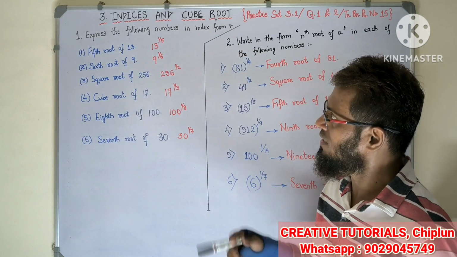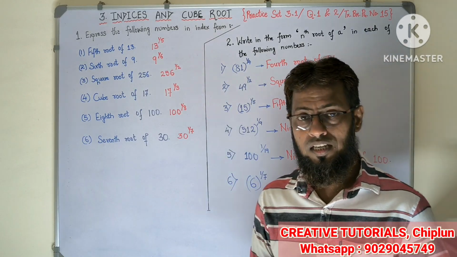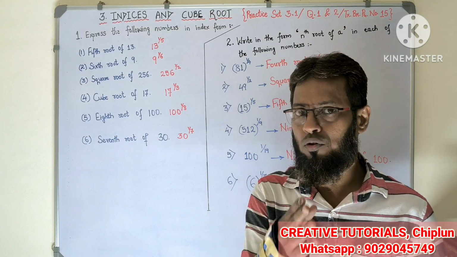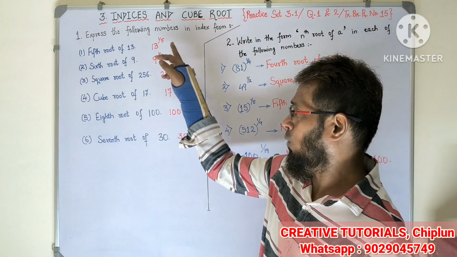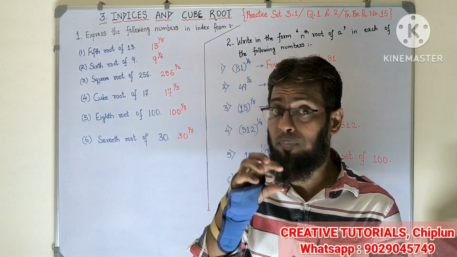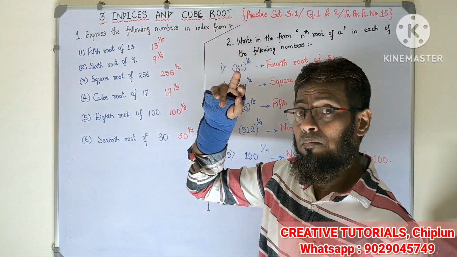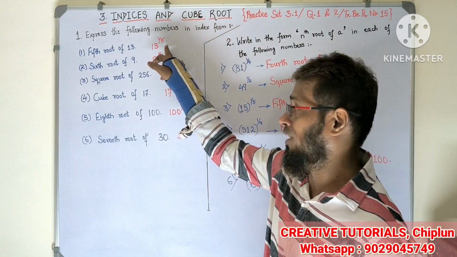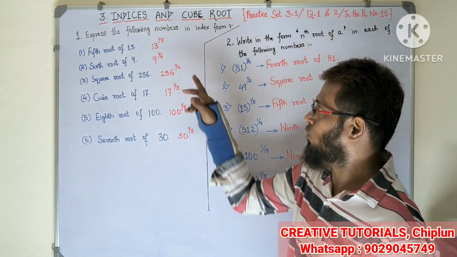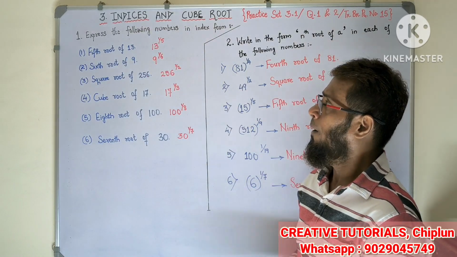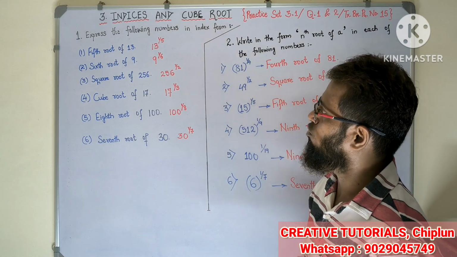Okay, the first question is the fifth root of 13. Now what is index form? I had already taught you in my previous videos that one number will be given to you, which is called the base, and one power will be given to it, which is called the index or power. Alright, so this is the index form basically. So the first question is the fifth root of 13.